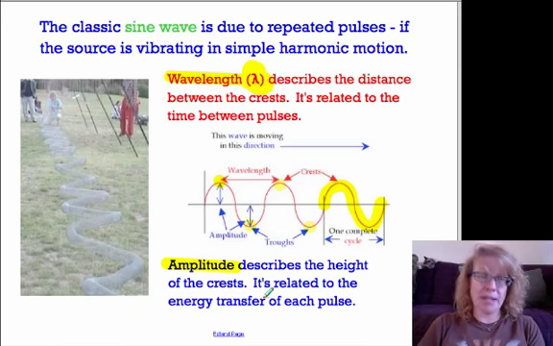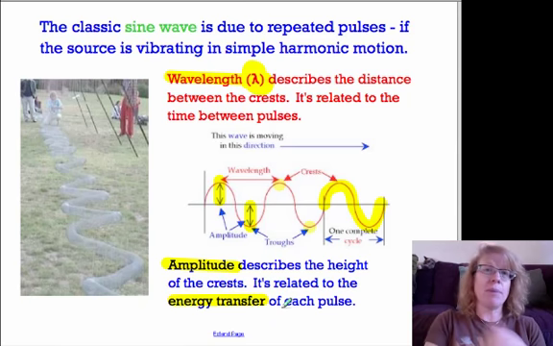Is it just a little ripple that's going to splash your ankles, or is it a big tsunami that's going to come and wash you up on shore? And amplitude is related to the size from the midline to either the top of the crest or the bottom of the trough. The important thing about amplitude is that it's related to energy transfer. The bigger the energy transfer, the bigger the amplitude. Not necessarily the wavelength. The wavelength is the distance between the wave pulses, not how big the pulses are. So a little bit of a different idea.